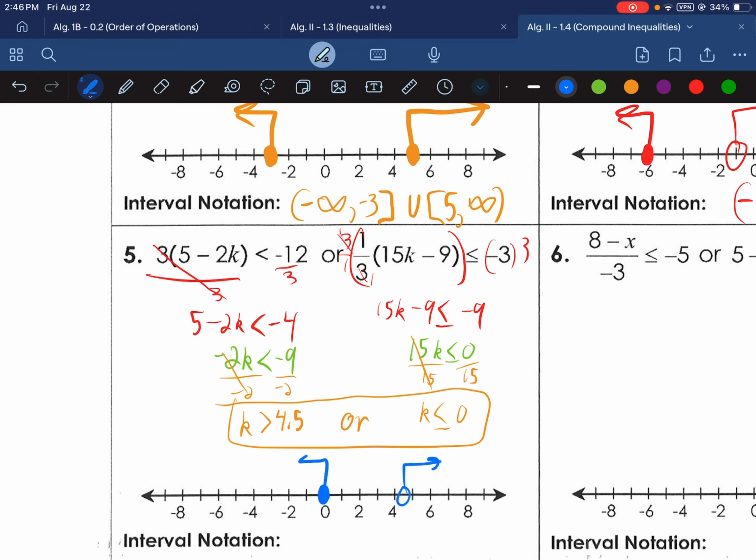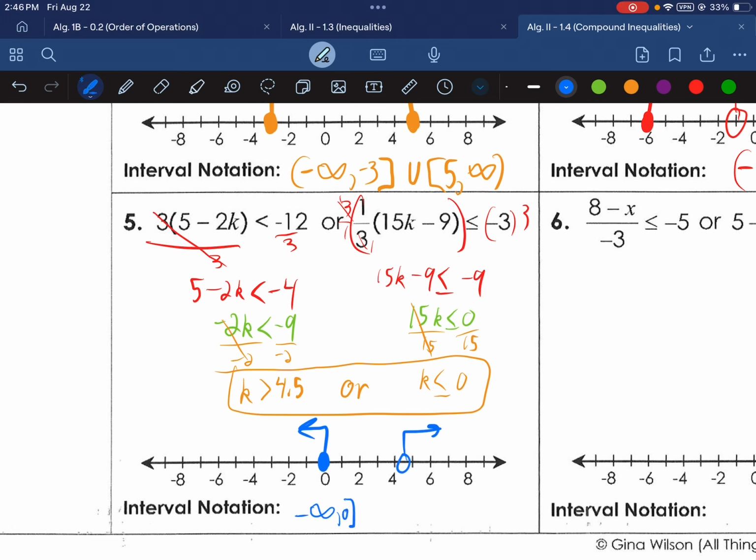And the interval notation would look as the following: negative infinity comma 0, with 0 having a bracket, negative infinity having a parenthesis. I made my 0 there really small. And the u for the union, once again, no tail, and 4.5 comma infinity. And here we have the parentheses on both of those.